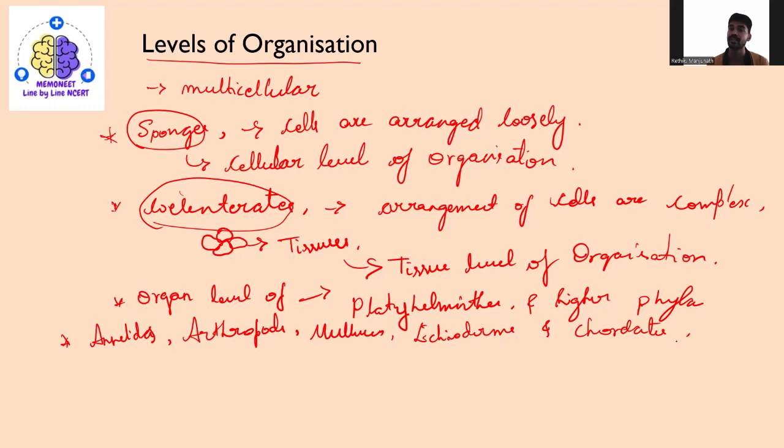specific function or specific functional system, and they are coordinated with each other. So we normally call it the organ system level of organization. Every function is done by specific organs, and each organ coordinates with the others to form a proper function. So this is called the organ system level of organization.